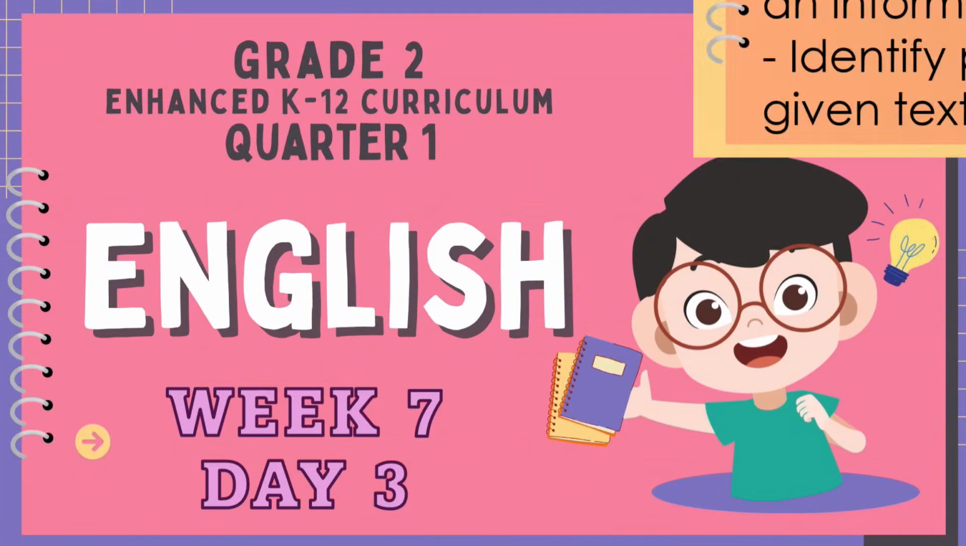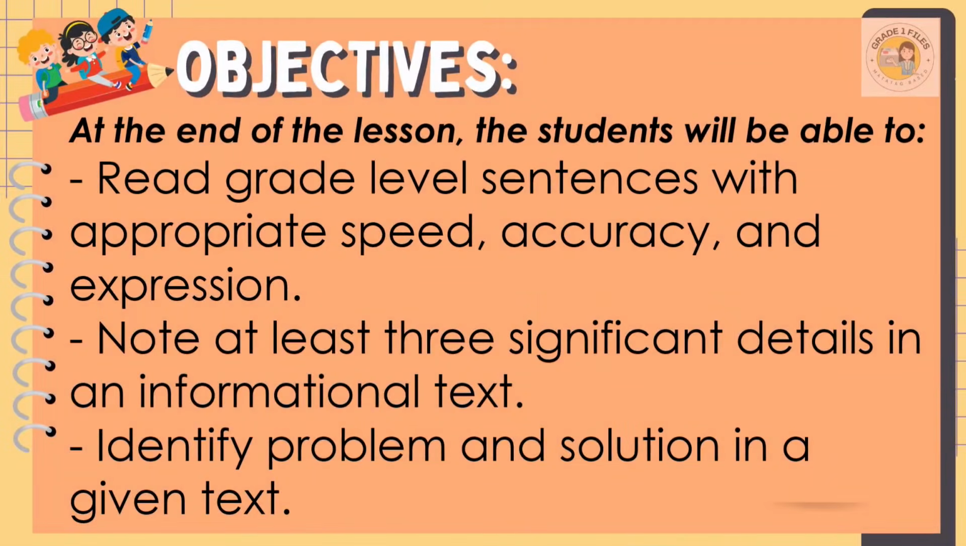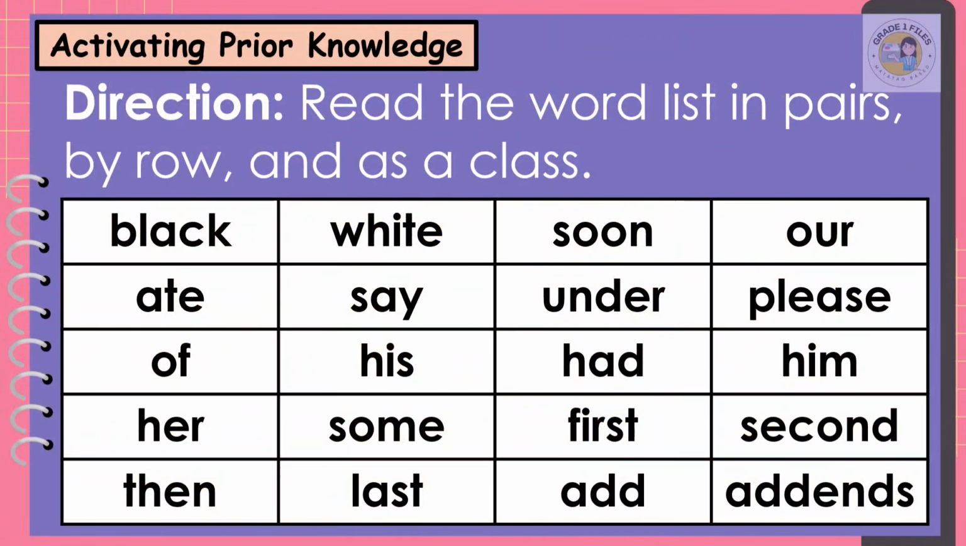Day 3. Objectives. At the end of the lesson, the students will be able to read grade-level sentences with appropriate speed, accuracy, and expression. Note at least 3 significant details in an informational text. Identify problem and solution in a given text. Read the word list in pairs, by rows, and as a class.